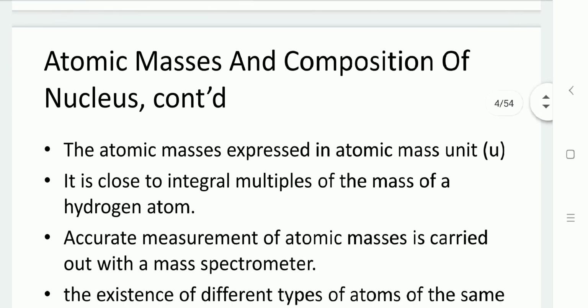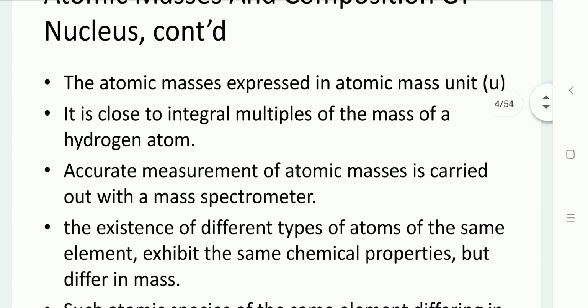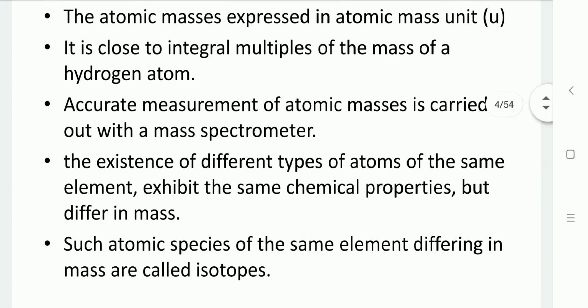Here this atomic mass, expressed in atomic mass unit u, is very close to a multiple of the mass of the hydrogen atom. If we want to measure the atomic mass of any atom, the device we can use is a mass spectrometer. In the atmosphere, we have different types of atoms of the same element, meaning having the same atomic number. If the atomic number is the same, they have the same chemical properties, but these atoms have different masses. Such atomic species of the same element having different masses are known as isotopes.